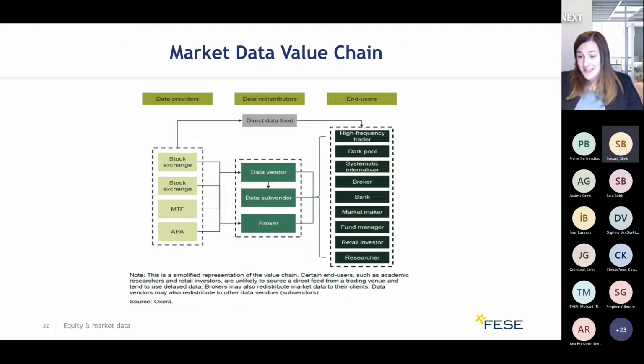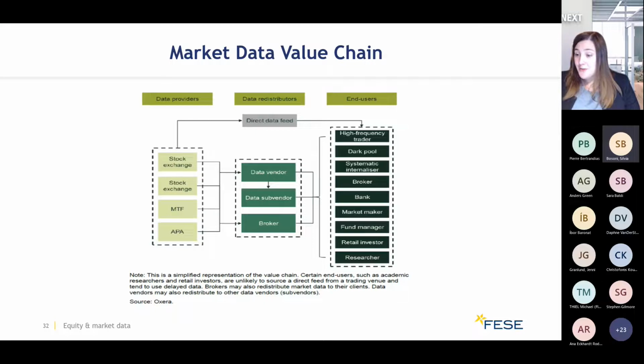So how is actually the market data sold in the industry? So the market data is actually sold through a value chain. So that means it's not just the market data providers and then the users of the data. In reality, there's many more parties involved in providing market data to customers and users. So what you will see when we refer to market data providers, we generally refer to stock exchanges, but also MTFs and approved publication arrangements, so APAs. And the APAs in this case, they collect the information from OTC trading, over-the-counter trading, so trading that doesn't happen on a trading venue.